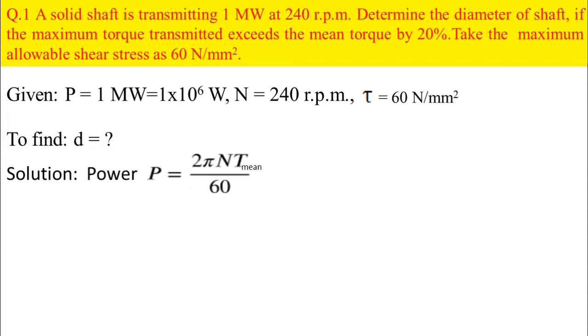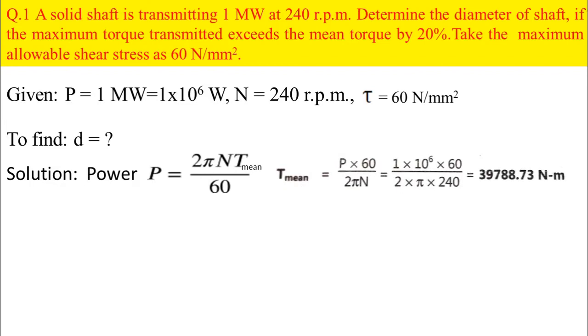Now we know the formula for power. Capital P is equal to 2 pi N T by 60. In this formula I have taken T mean because in the problem it is given that the maximum torque transmitted exceeds the mean torque by 20%. Therefore we will first calculate T mean. By putting the value, we will get the mean torque as 39788.73 Newton meter, because from the power formula, we get the torque in Newton meter.